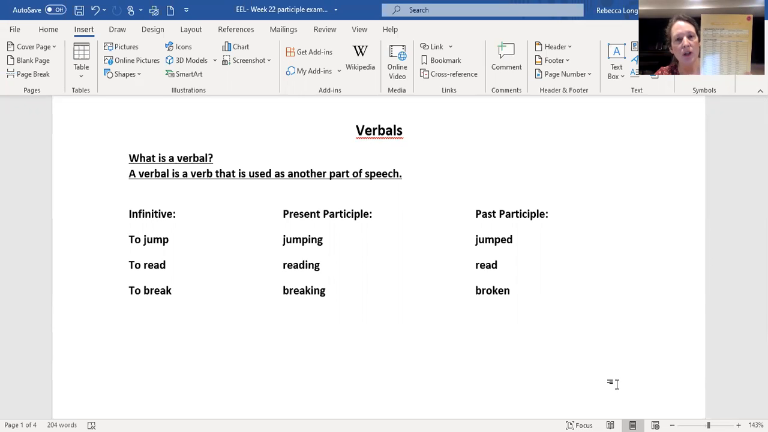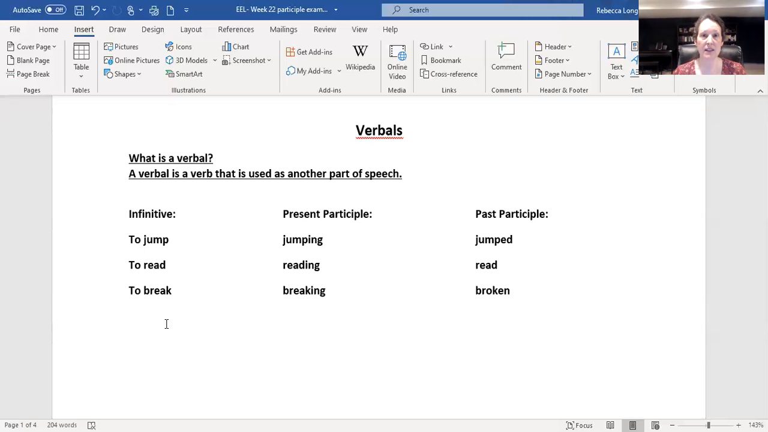So first of all, I just want to look at these parts of a verb. We've talked about this in class, we've touched on them, but just to review, what we're going to focus on when we're talking about verbals are three different parts of a verb. And we're going to talk about the infinitives. Those are to plus a verb. That's like this: to jump, to read, to break. It's called the base form of a verb. So anytime you have a verb and we put the word to in front of it, it's called an infinitive.